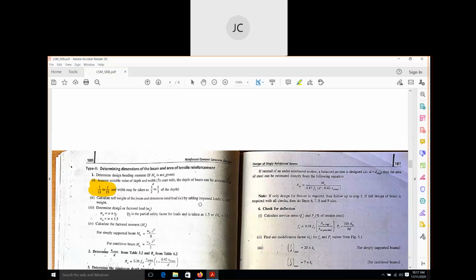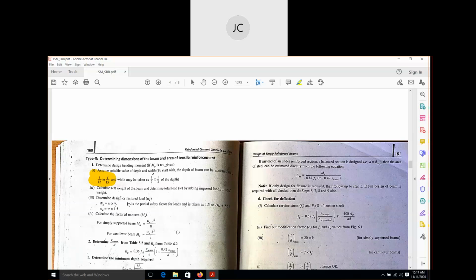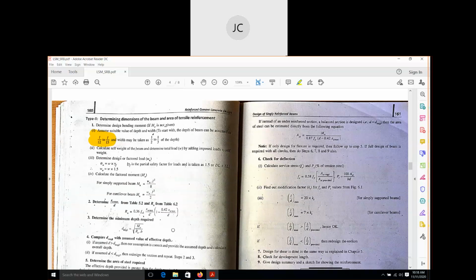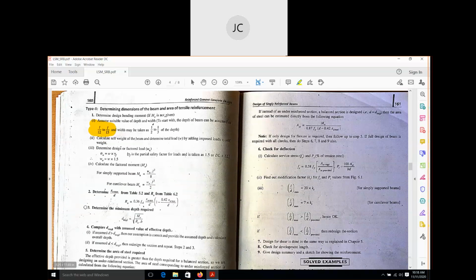Then we have to calculate the self weight of the beam. You can see here this procedure has been followed in the problem I have shown you on YouTube. Exactly this procedure has been followed. But one thing, they didn't check this step in that video. This step has been skipped.